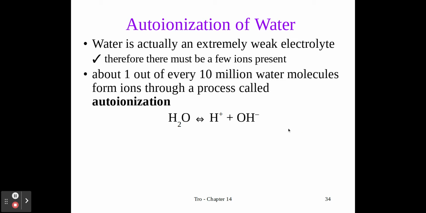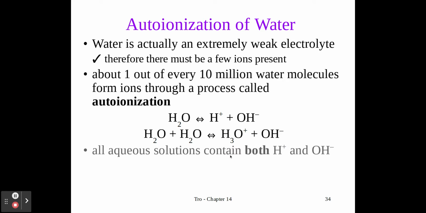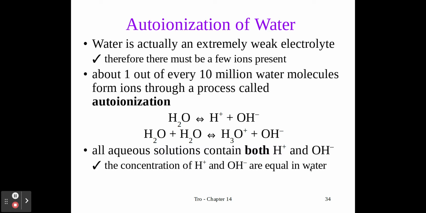Only about 1 out of every 10 million water molecules will actually form the ions OH minus and H3O plus. And when it does, it's called autoionization. So here's that H3O plus and OH when 2 waters get together, but it only happens 1 out of every 10 million water molecules. Now, all aqueous solutions contain both H plus and OH because you're in water. So H and OH, water, okay? But the concentrations are equal, right? Because that makes sense. Every molecule that breaks is going to give 1 H and 1 OH minus, okay?